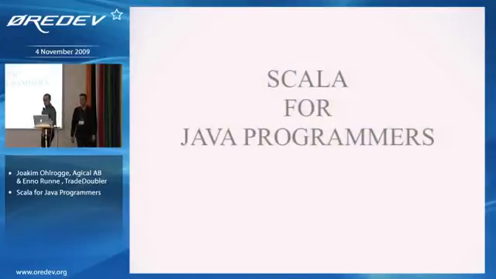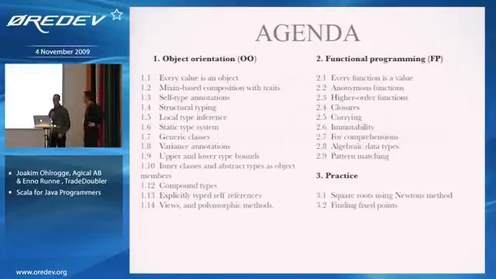I want to talk about Scala for Java programmers, and we have a little agenda with important concepts. Scala unifies object orientation and functional programming. So we look into some of these concepts, like every value is an object. We look into mixin and base composition with traits.